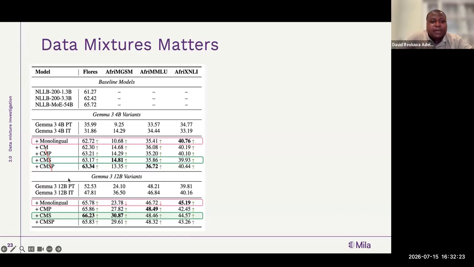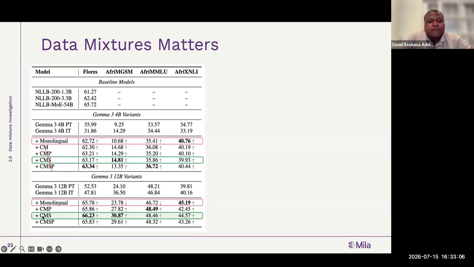But if we increase the parameter size of the model, you will see that we have very consistent findings. Monolingual data is already enough for Flores, and it's also already enough for XNLI. But if you add parallel data into the mixture, it does improve MGSM, surprisingly, but it hurts the performance of XNLI. But when you look at the mixture of code, math, and synthetic data, we have some of the most consistent improvements, both on the small model size 4B and 12 billion.